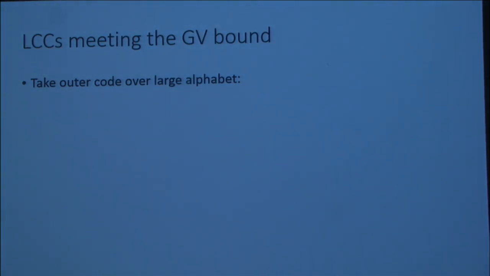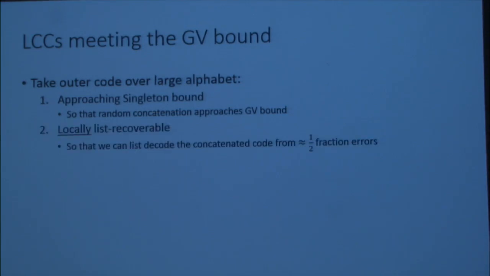How do we now make this whole thing local? We can take the outer code now to be over the large alphabet approaching the singleton bound, so that random concatenation would achieve the GV bound. Let's start with an outer code which is a local code.